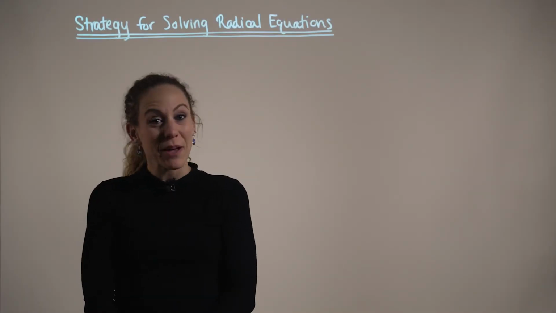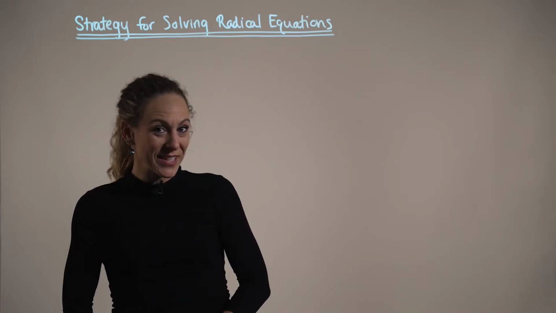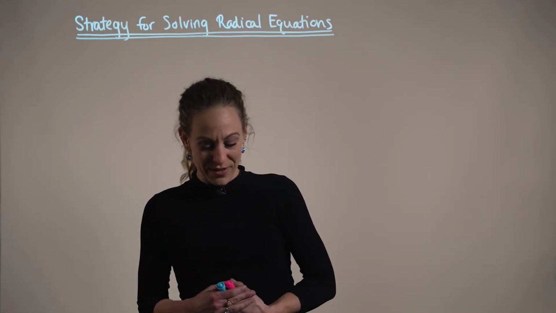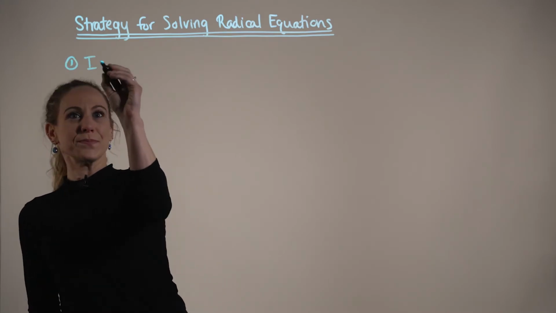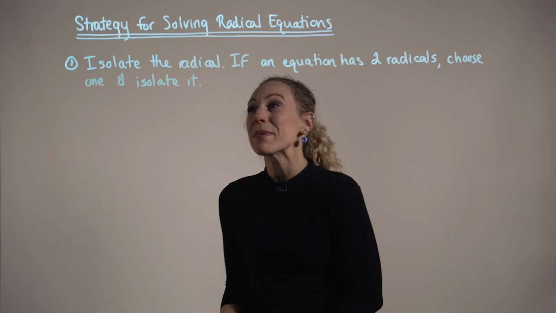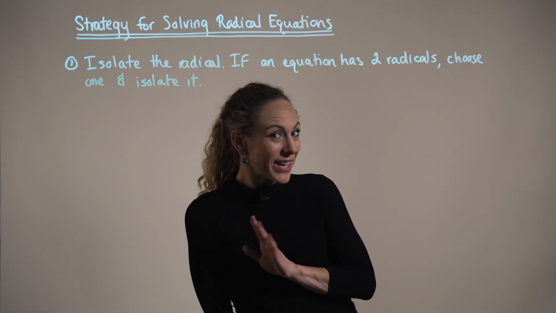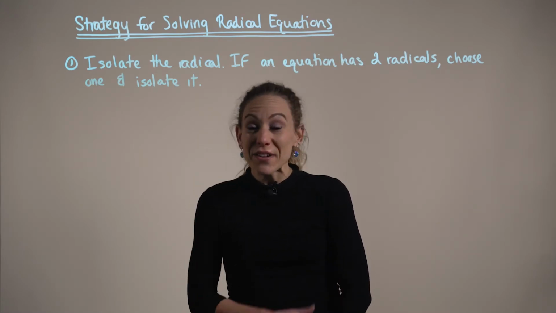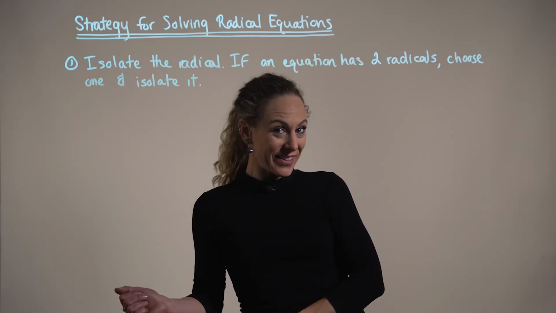So now that we have established some intuition for these different types of radical equations, let's build some strategy for solving radical equations. So step 1. The first step is to simply isolate the radical. Now, keep in mind that if an equation has two distinct radicals, then all we need to do is simply choose one of those radicals and isolate it.